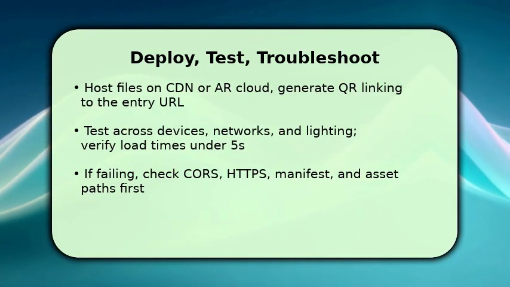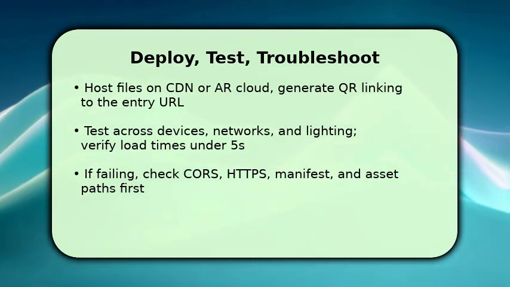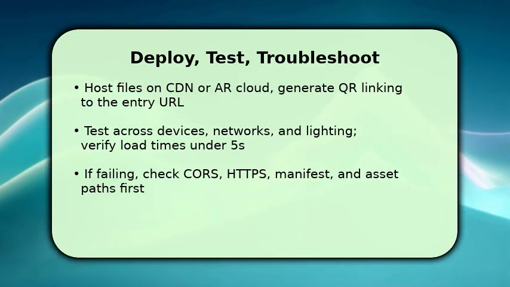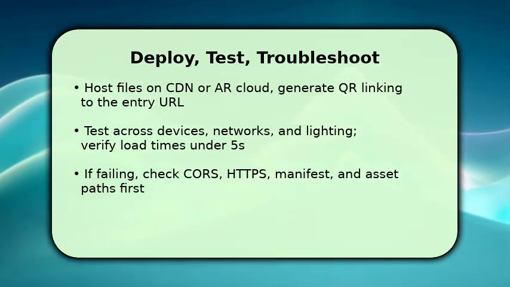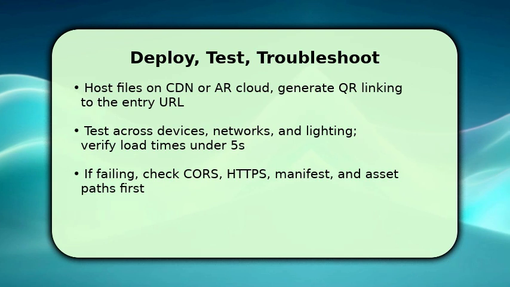If something goes wrong, first confirm HTTPS, CORS headers, correct manifest, and asset paths. Also check QR encoding and byte length. Oversized shortener redirects can break some scanners. Finally, iterate on compression and caching.